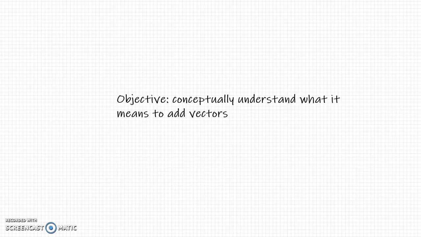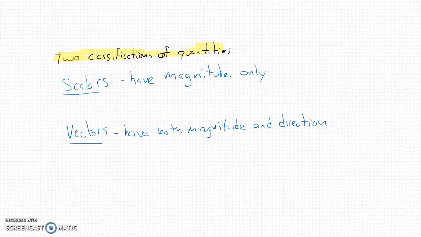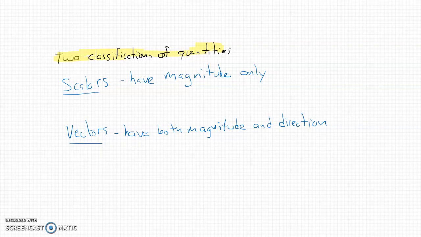Hey there, class. We're here today to look at vectors and specifically what it means to add a vector. So, real quick review of some things here in physics. We have two kinds of quantities that we deal with. We can classify them. The first of which is something called a scalar. Now, a scalar has magnitude only.